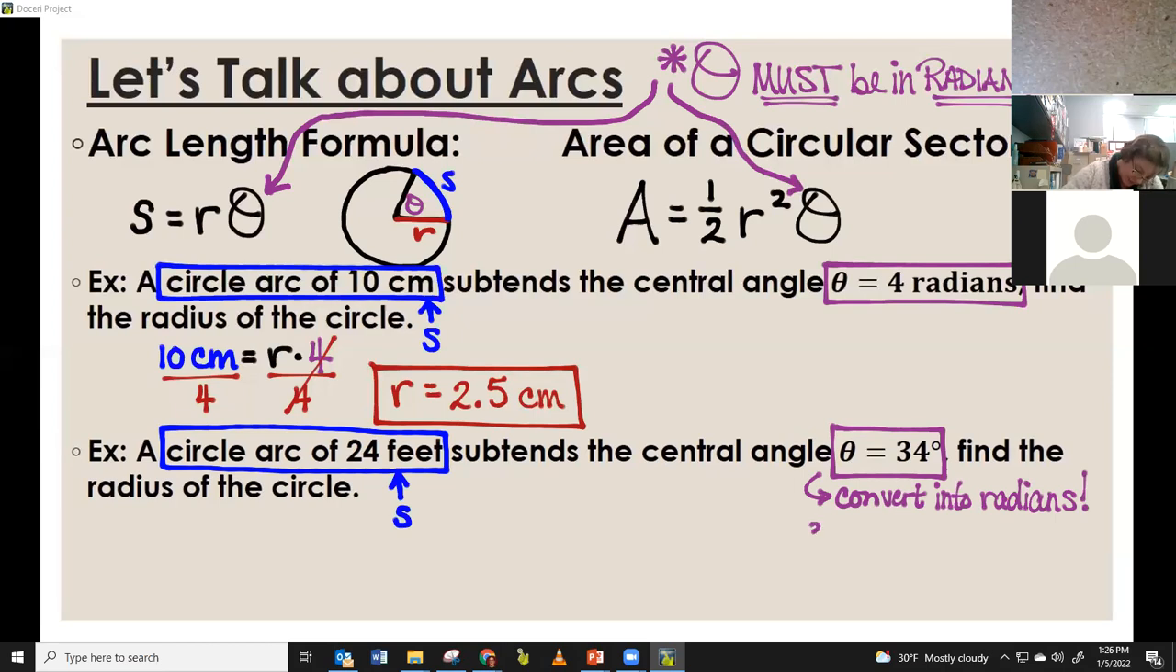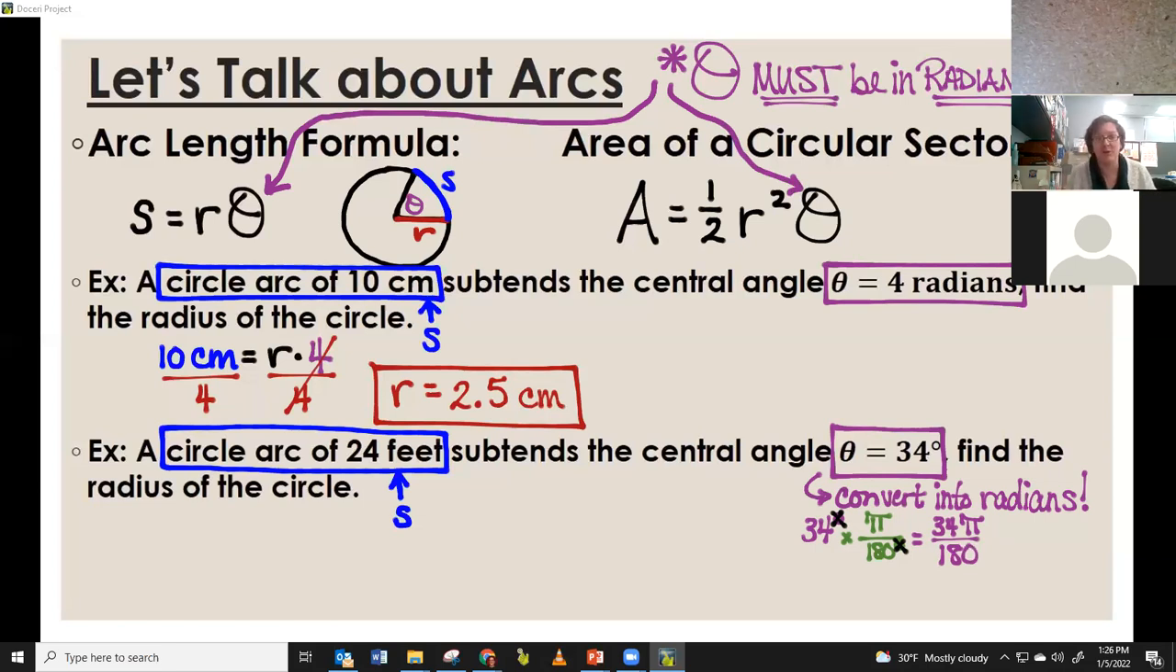All right, so I'm going to take 34 degrees. How do I take 34 degrees and convert it into radians? I know I need to multiply it, but what do I multiply it by? Pi over 180, yes. Pi over 180 degrees, that'll make my degrees cancel out. Now we're going to be in radians. So I'm going to have 34 pi over 180. You're welcome to reduce that, but we're just going to use it and substitute it in.